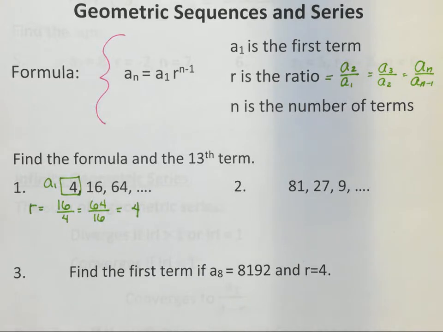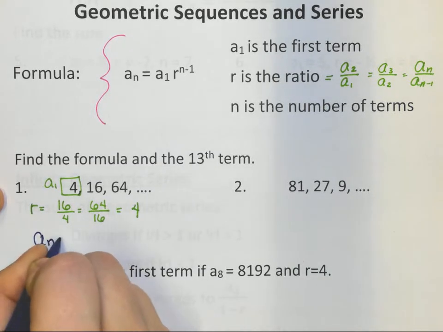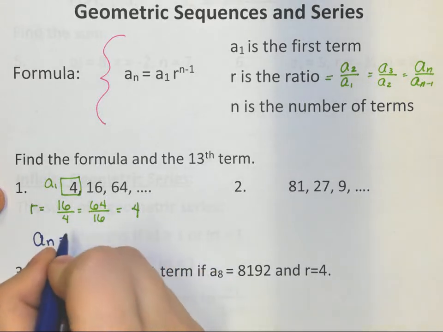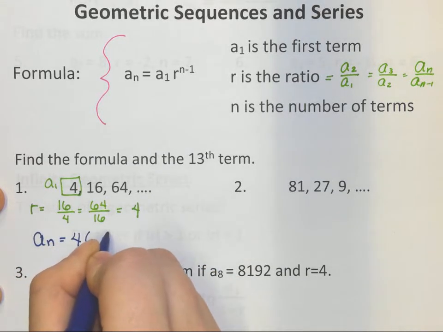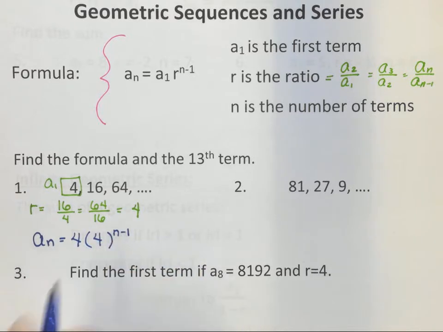Now this is really, really crazy complicated stuff. Okay, so pay close attention here. So my nth term is my first term, which is 4, times my ratio, which is 4, to the n minus 1 power. That's it. No, seriously, that's it.